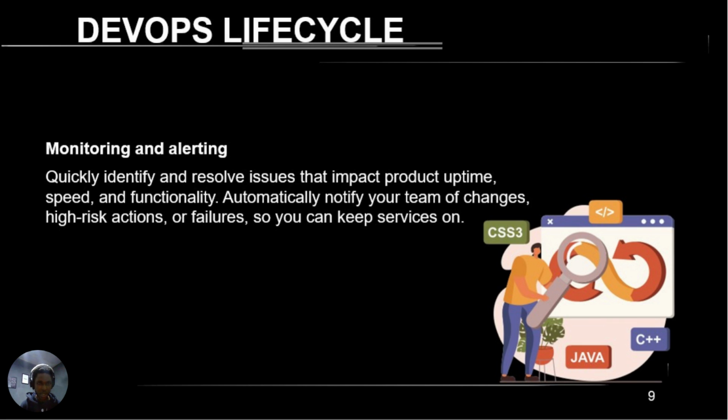We're looking at monitoring and alerting. This has to do with assessing the code, because you can quickly identify and resolve issues that impact product uptime, speed, and functionality. This enables you to be aware of whatever changes are being made, and whatever failures, so you can prepare, and there is always a plan ahead of time for these eventualities.